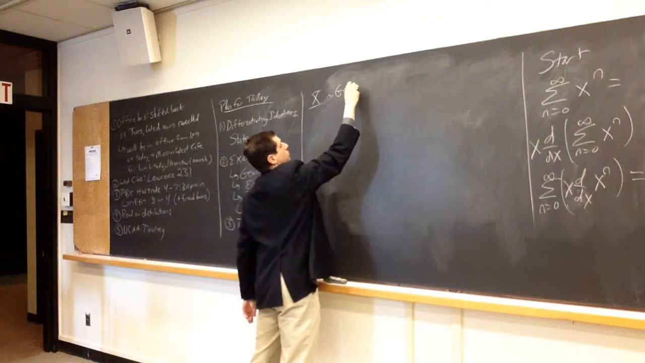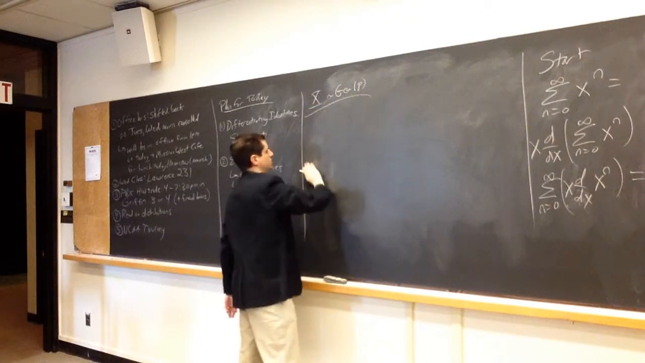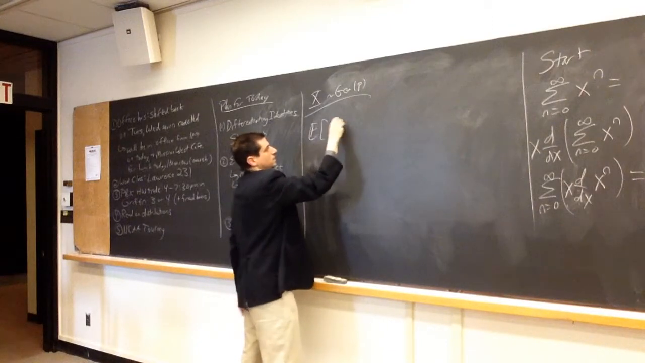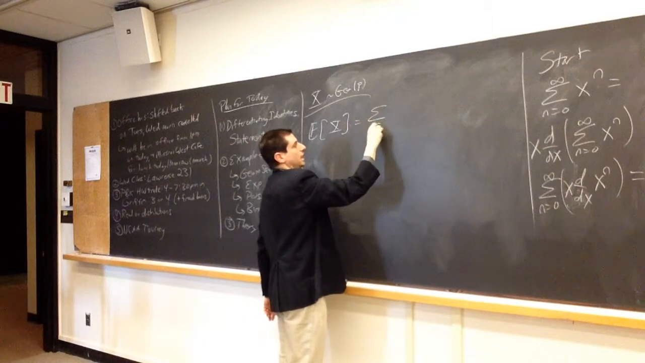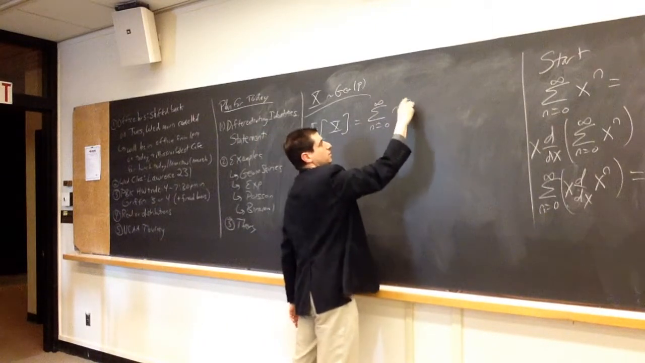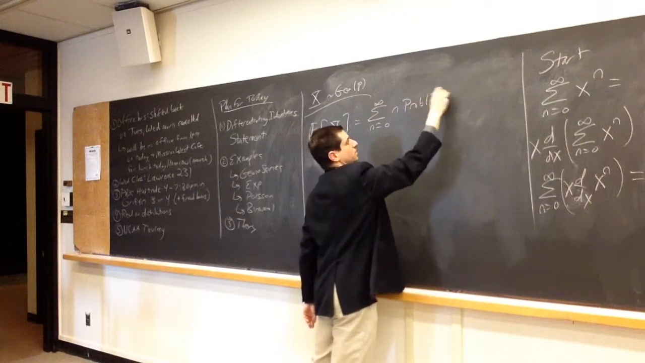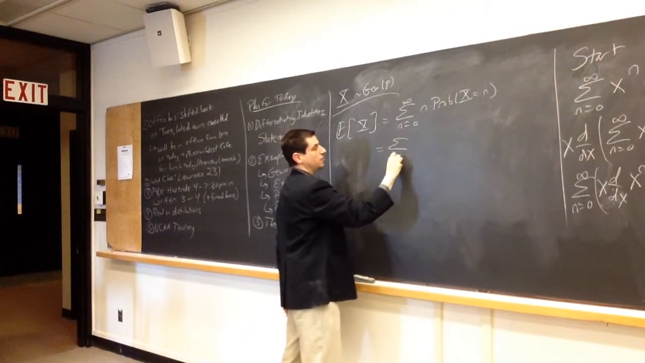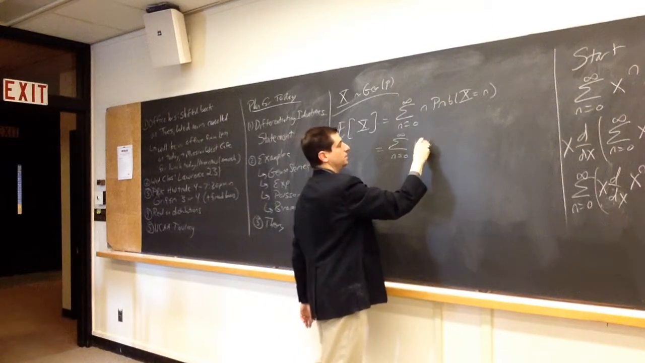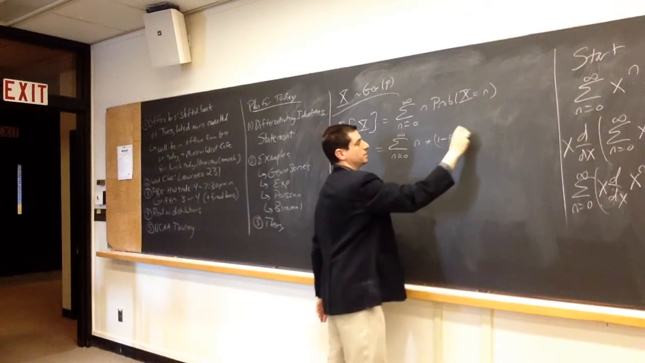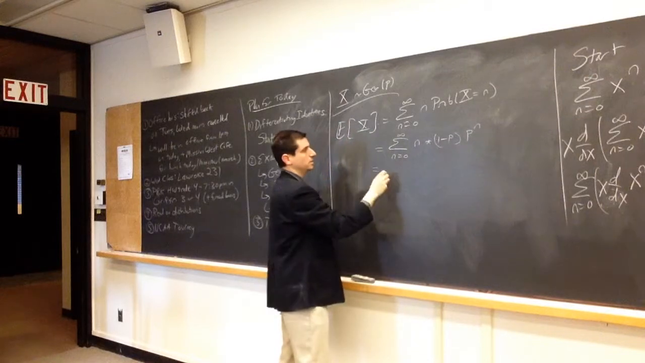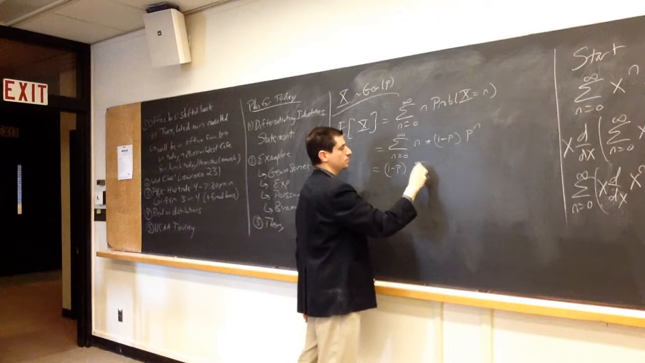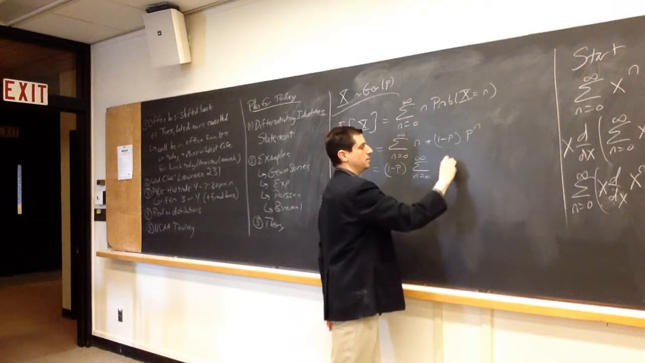So we have X is geometric p. All right, so we want to calculate the expected value of X. By definition, this is the sum, n goes from 0 to infinity, of n times the probability X equals n. So this will be the sum, n goes from 0 to infinity, of n times (1 minus p) times p to the n. All right, I can pull out the 1 minus p, and I'll have the sum, n goes from 0 to infinity, of n p to the n.